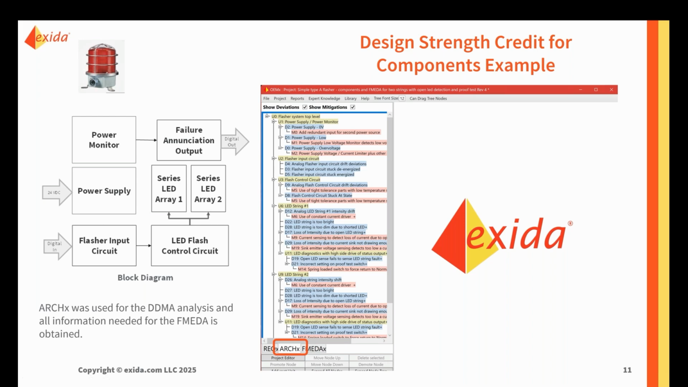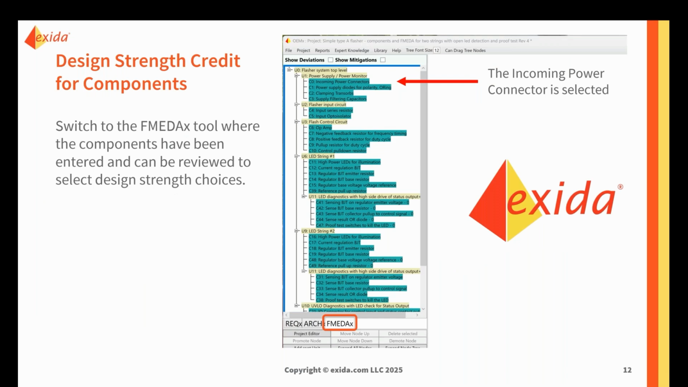When this design deviation and mitigation analysis is finished, we have all the information we need for the FMEDA, and we can dig right in. Now, I switched to the FMEDA-X button on the OEMX tool, and you can see this is where we enter the components. You might use the bill of material import, or you may type them in as you go.